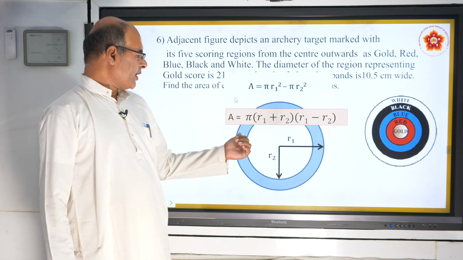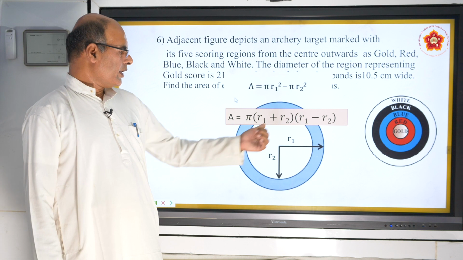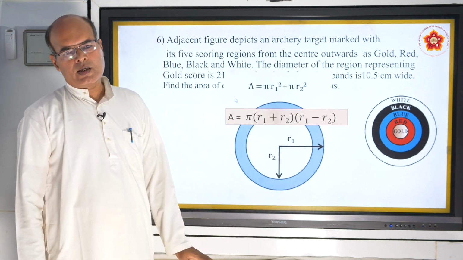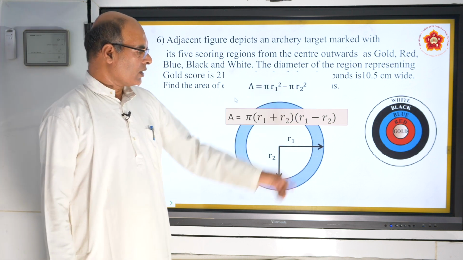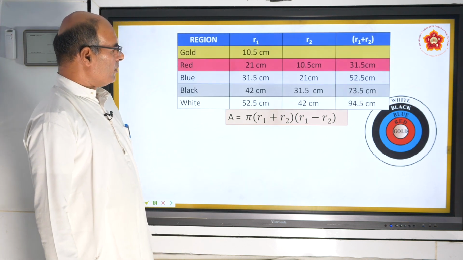So area of band is equal to pi into (r1 plus r2) into (r1 minus r2). Here r1 minus r2 is nothing but the width of the band. So using this, let us calculate the areas of all the 5 regions. Let us make a table.